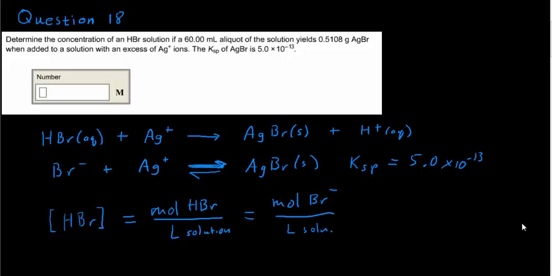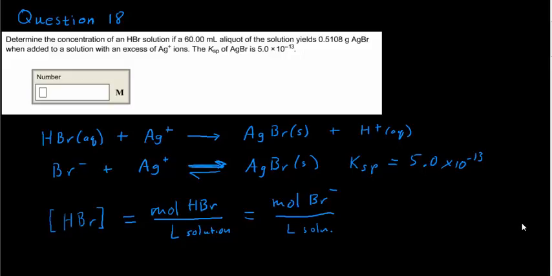So 10 to the minus 13 is a fairly small number, so that's telling us that silver bromide is fairly insoluble. So what's going on here is that the silver ions that we add are going to precipitate the bromide ions that were in the HBr solution, and we're going to end up with a solid. We filter that solid out of the solution and dry it and weigh it. It's called gravimetric analysis, and that gives us 0.5108 grams of silver bromide.